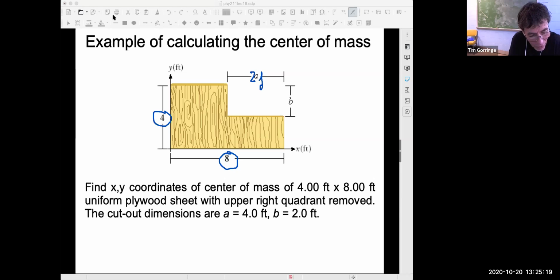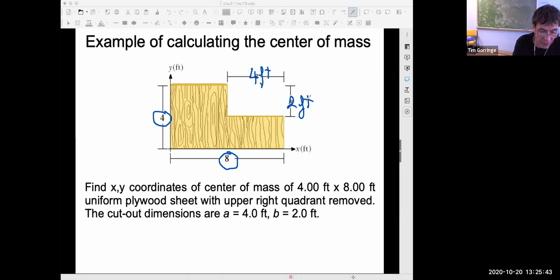I've got that wrong. Where's the eraser? This is 4 foot. This is 2 foot. So this piece has been removed. And the question is, what is the center of mass of that arrangement?